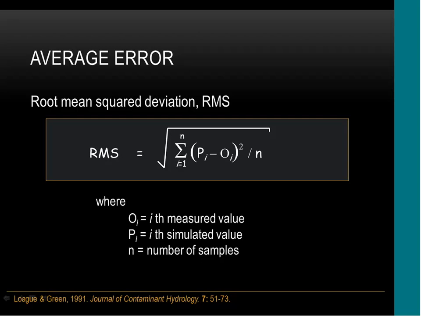If you just take careful note of this bit, P_i minus O_i, this is all your pairs of simulated value, predicted versus observed: predicted value 1 minus observed value 1, predicted value 2 minus observed value 2, etc. The sum of those squared to get rid of the pluses or minuses. So this is a good measure to look at your average error.